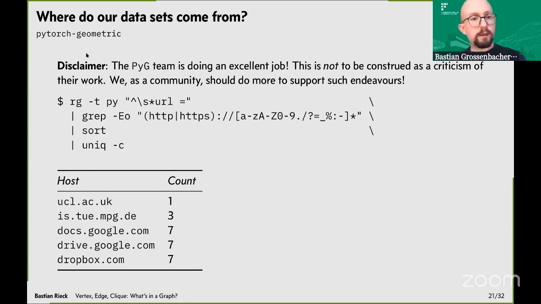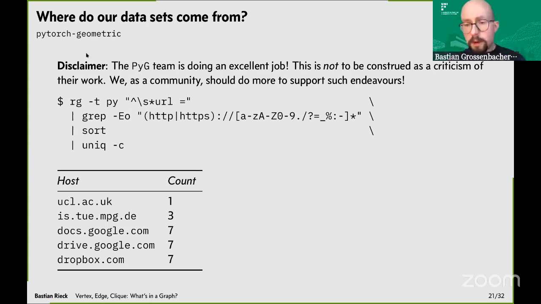Let's take a look at PyTorch Geometric. And since this is being recorded, I also want to make it very clear that this is not to be construed as a criticism of the PyTorch Geometric team. On the contrary, it's an open source package. It's on us as the community to support these endeavors better and more. I just want to highlight some things that I found a little bit problematic when looking over the source code. Namely, with some regular expression magic, I was looking at all the URLs that are in the code, or rather, all the Python code that had a URL in it.